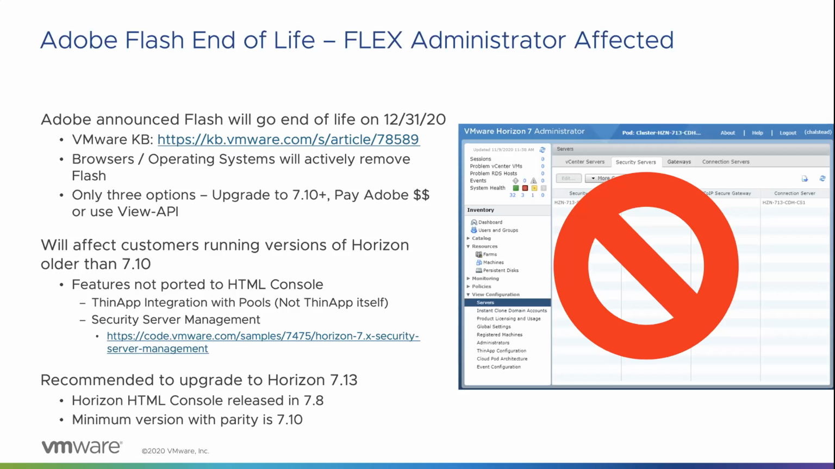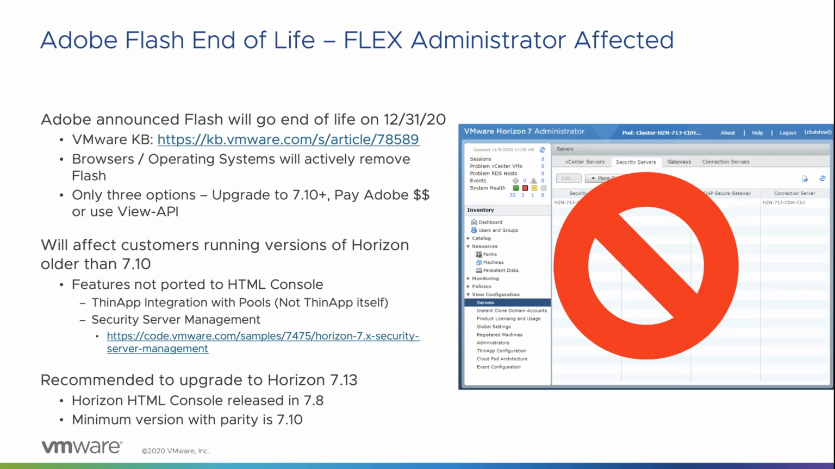So I put together a script with much help from Andrew on using the View API. It's a graphical script that allows you to manage those security server components, set the security server pairing password. But it is recommended to upgrade to Horizon 7.13. And the minimum version where the Horizon HTML console was released is 7.8. And parity was achieved in 7.10.